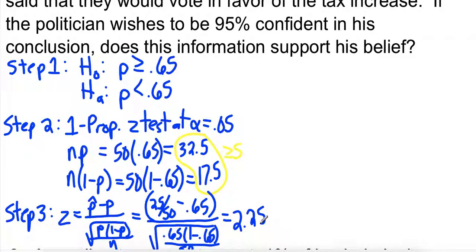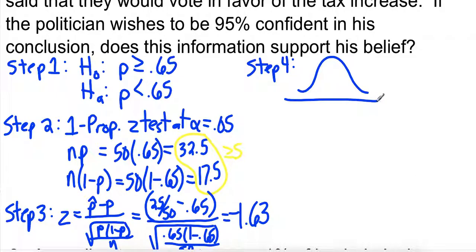So now that we have that, we need to put it all together and make some decisions. So here's step 4. All right, that's not right at all. I put the wrong z-value down. I apologize for that. That is negative 1.63. I was looking at the wrong problem. Okay, let's try again. So negative 1.63, this is where we're at, our z-value.